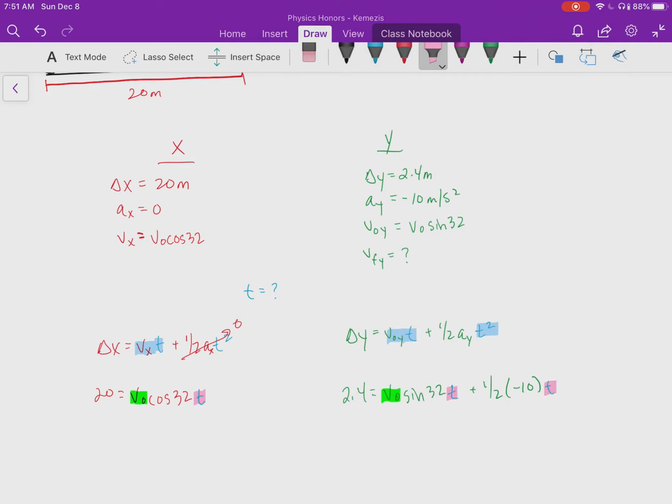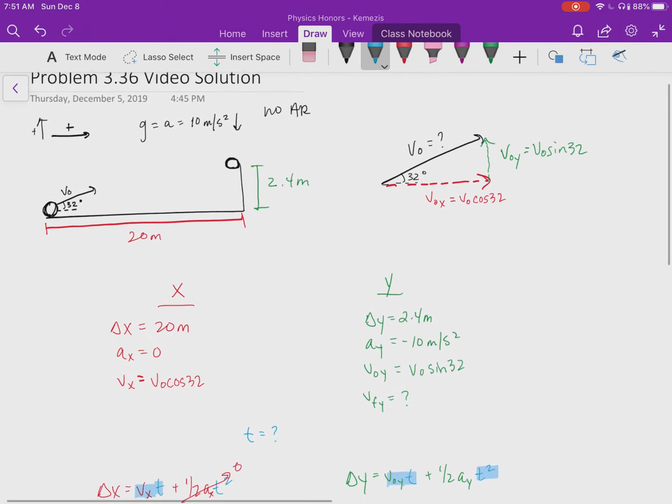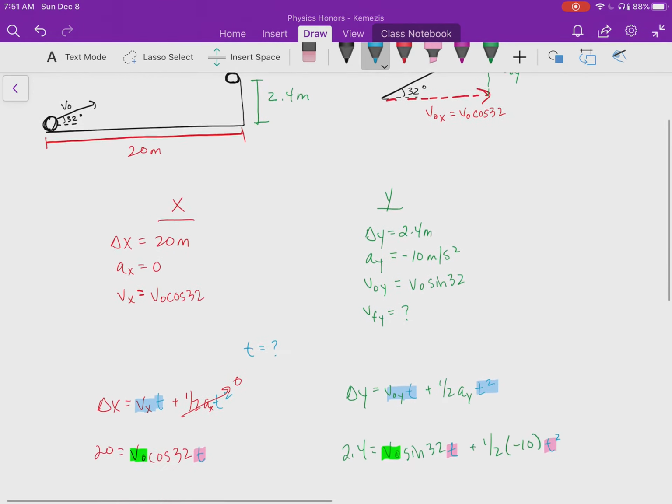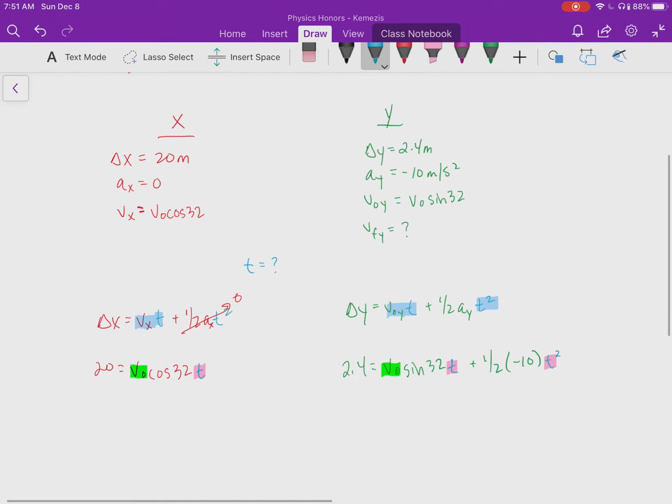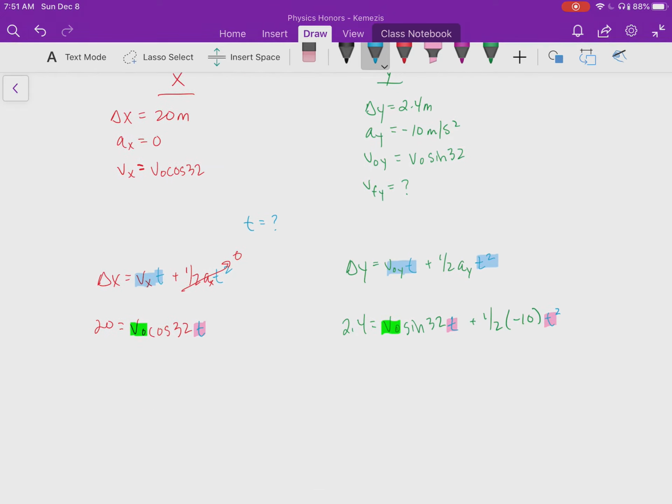v naught and t. So by defining the components of our velocity vector in terms of v naught, we have essentially made this equation only have two unknowns. Now we can solve with a system of equations. Remember, cosine 32 is just a number, so we can get that. And there's a little math trick that we can do here.